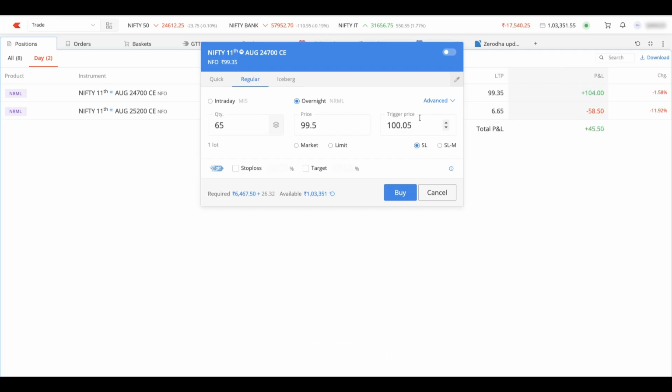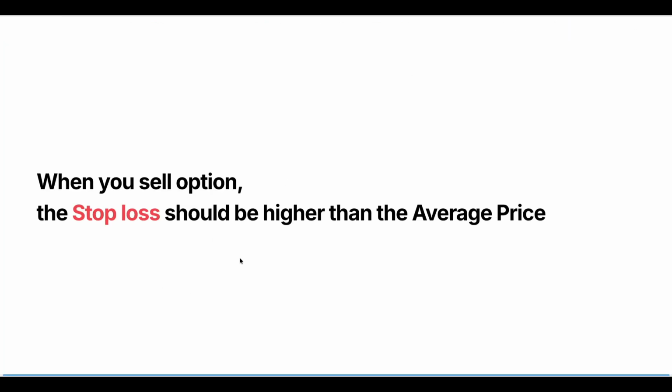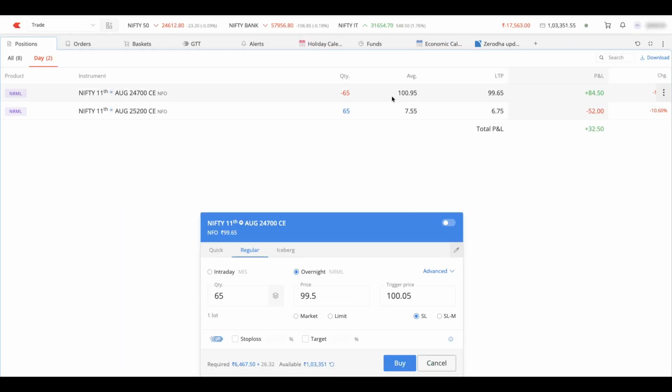But before that, one thing you have to remember is whenever you sell an option, the stop loss should be higher than the average price. In my case, the average price is 100.95. So the stop loss should be higher than 100.